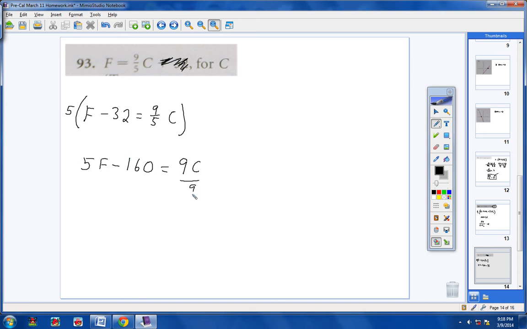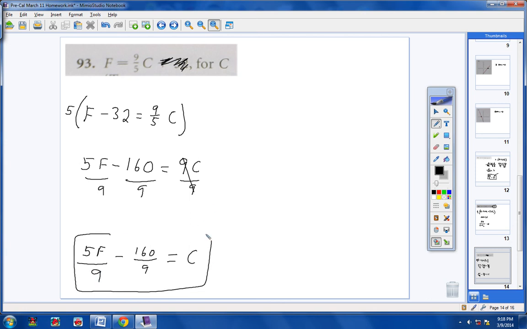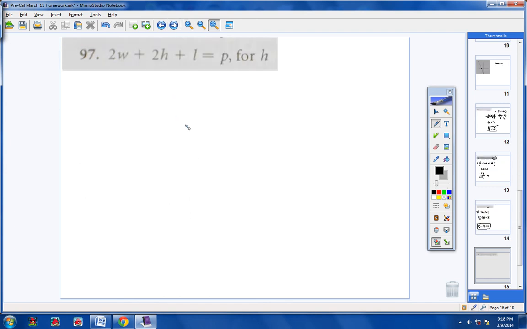And now we're going to divide each term by 9, like this. These will cancel. And I'm left with negative 160 over 9. Over here, I'm left with 5f over 9. Okay, so there we go, students. I mean, that's how you do it, and that's how you solve the equation for c. Okay, moving on to number 97, we're solving for h.